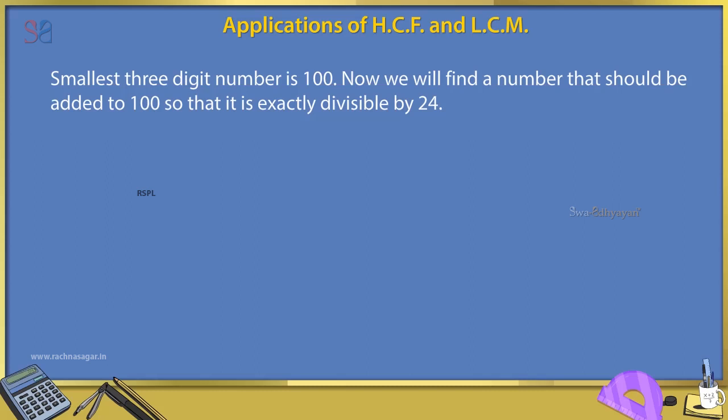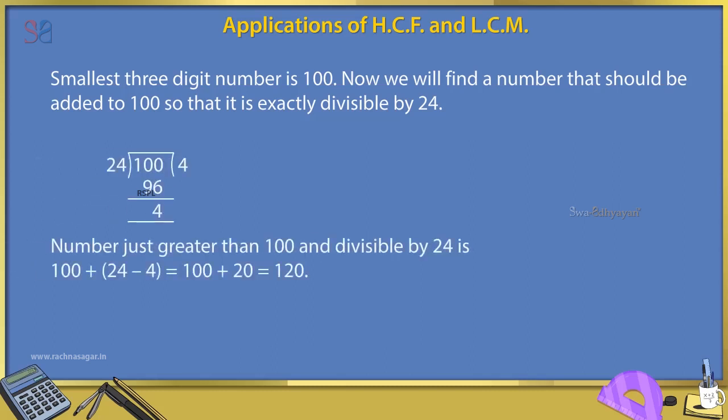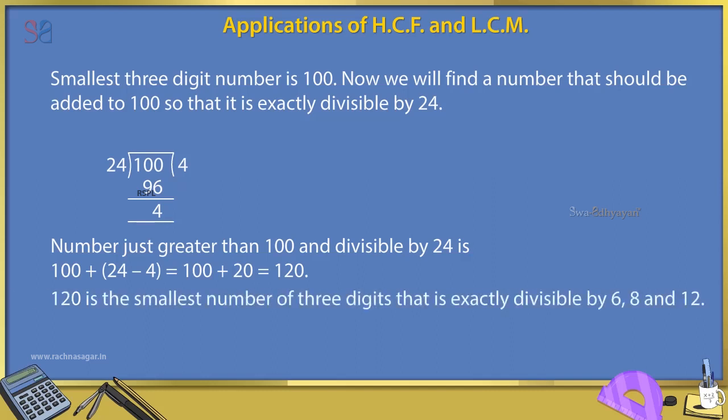Now we will find a number that should be added to 100 so that it is exactly divisible by 24. Number just greater than 100 and divisible by 24 is 100 plus 24 minus 4 which is equal to 100 plus 20 which is equal to 120. 120 is the smallest number of 3 digits that is exactly divisible by 6, 8 and 12.